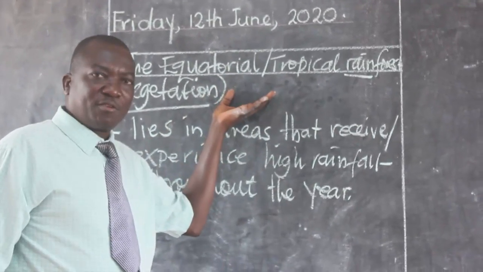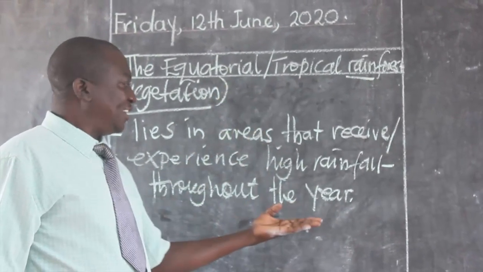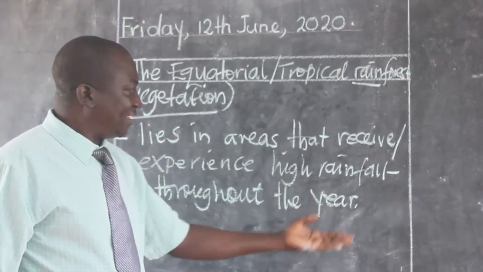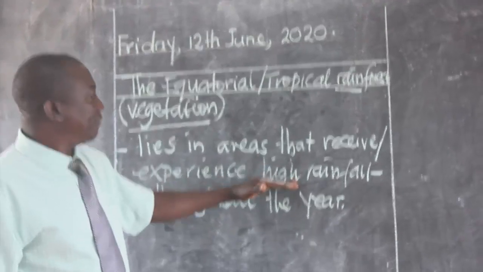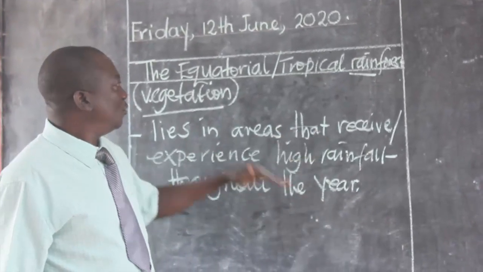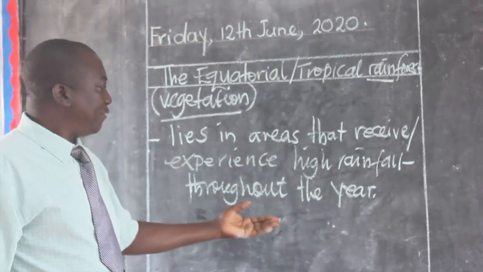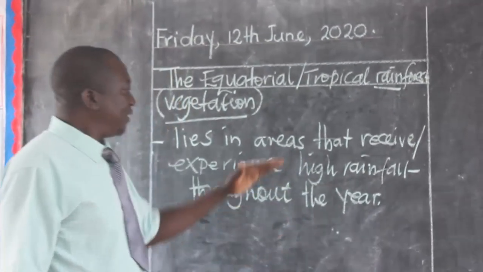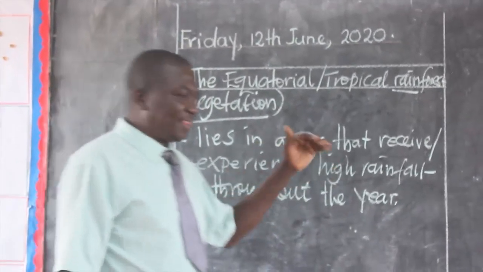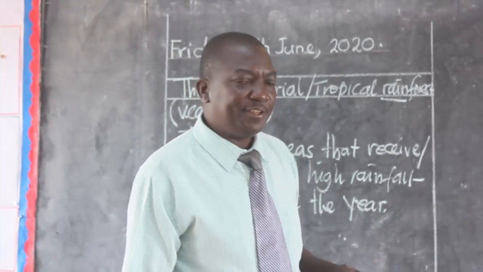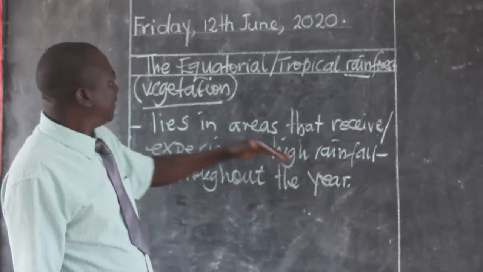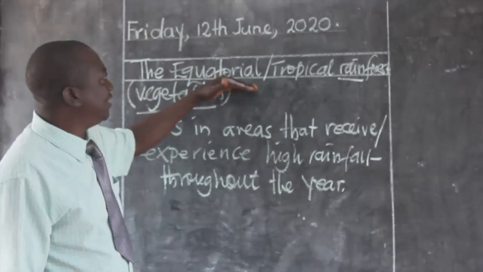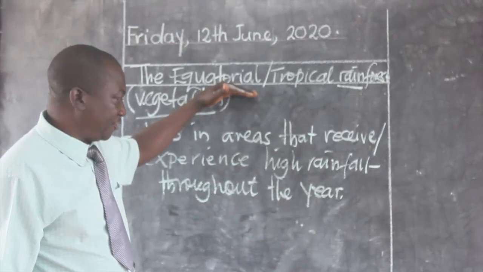Now, we are saying the areas receive plenty of rainfall throughout the year. We shall compare this with other types of vegetation or the zones that we shall look at. If we compare this one with the desert, you realize that in the desert, as we get there to look at it, it does not receive the rainfall that is compared to the equatorial. Therefore, now, with that, we want to look at what are these areas that receive this kind of rainfall that influences the existence of this type of vegetation.